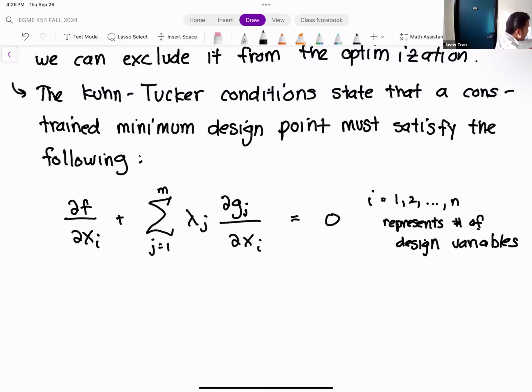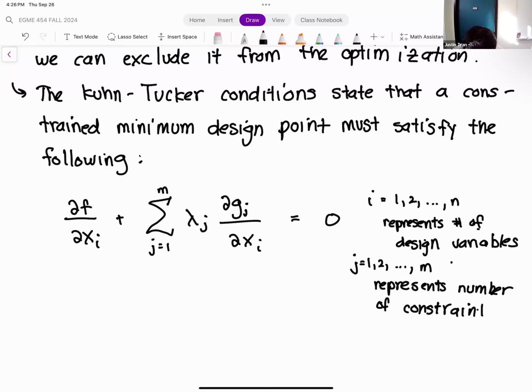And then the j factor there, which goes from 1 up to m, represents the number of constraints. Okay, so this equation here looks kind of complicated, but this is nothing more than just our first condition, right?